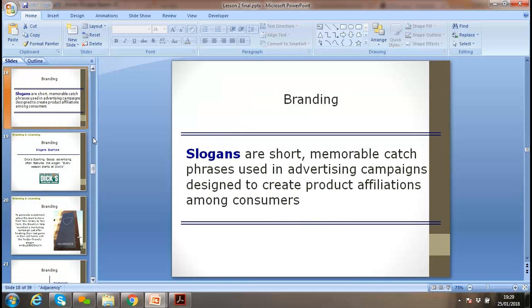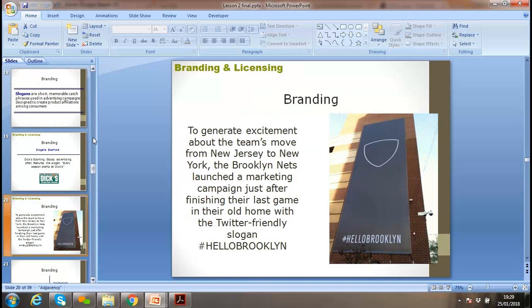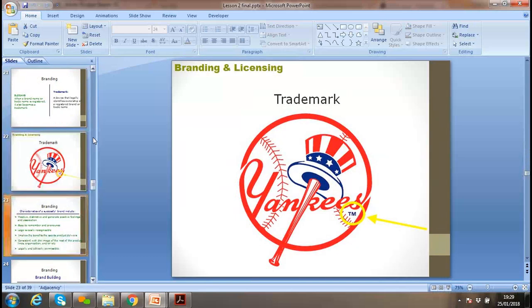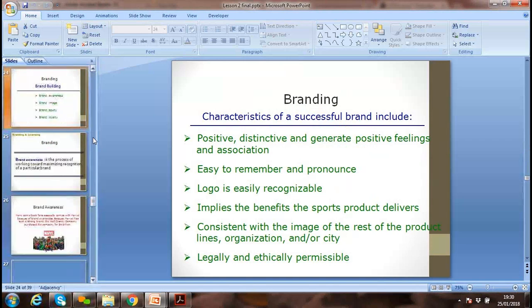Slogans are short, memorable, catchy phrases used in advertising. These are all brands. Brands create excitement between people. I'm wearing Nike shoes and Nike this, yes. So people have a loyalty with the brand. So we need to focus on brand.